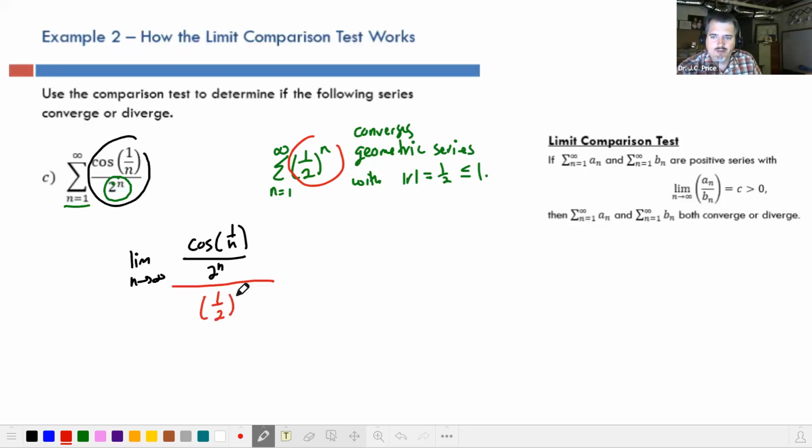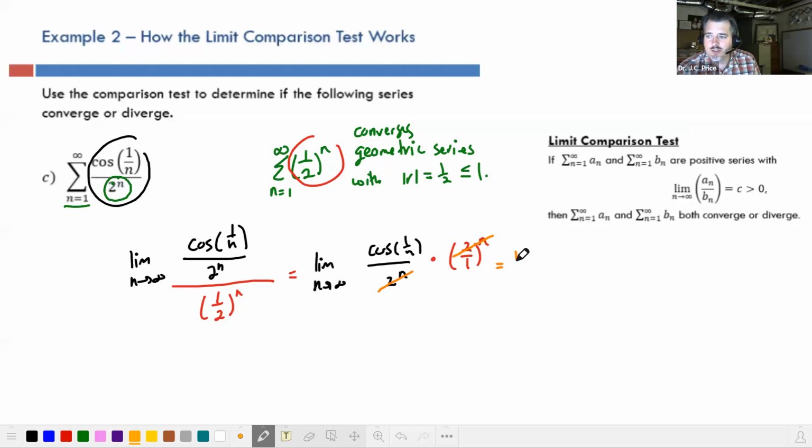So then this is 1/2 to the n. And so what is this going to equal? Well, when I multiply by that reciprocal, it's the limit as n goes to infinity of cosine of 1 over n divided by 2 to the n, and then times, what's the reciprocal of 1/2 to the n? Well, it's just going to be 2 to the n over 1. And then notice this 2 to the n and this 2 to the n are going to cancel, and 1 to the n is just 1.